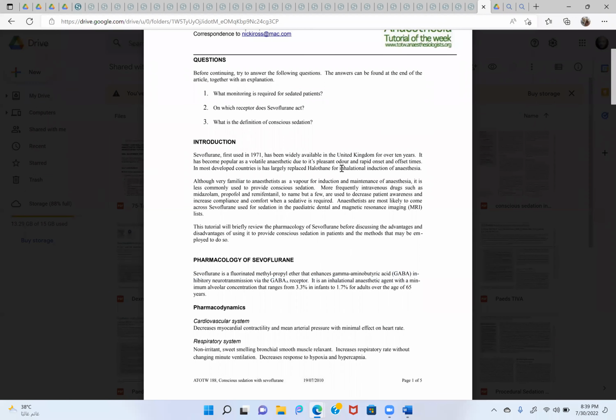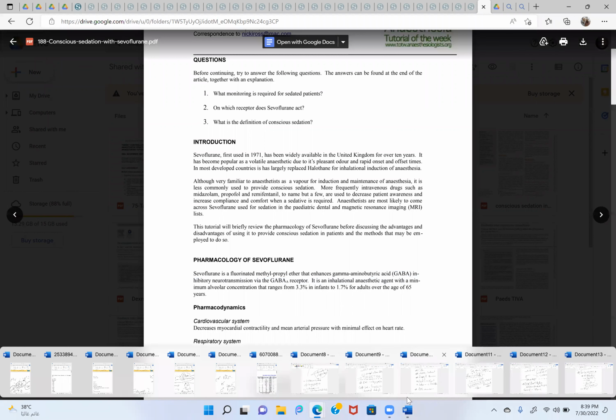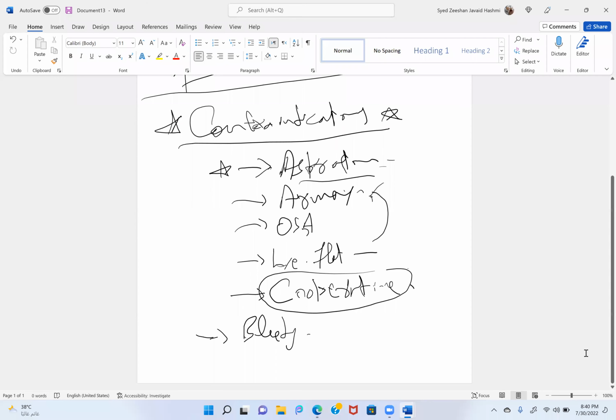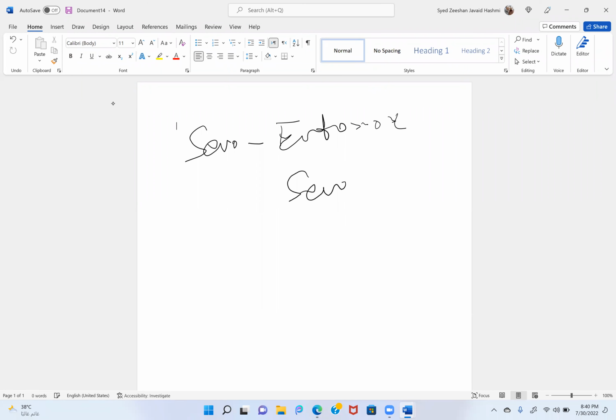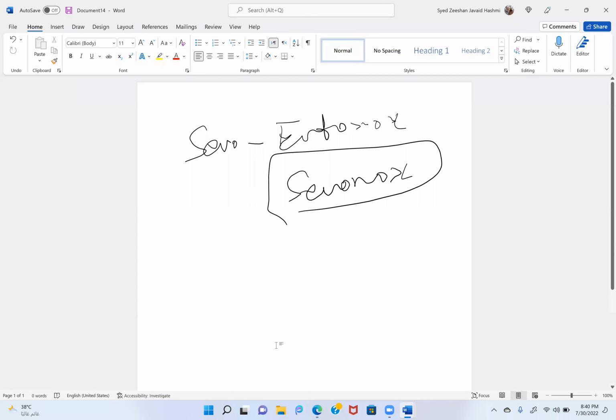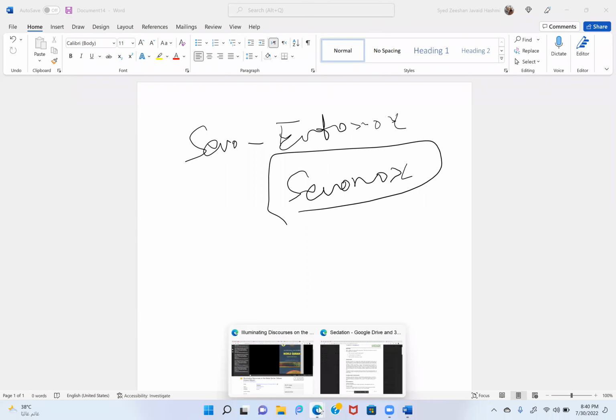Have you heard of Sivonox? I forgot it in the list of these medications. There is one thing called Entonox, and the combination of sevoflurane with Entonox is Sivonox. You will not find this in the books, but it is a terminology.